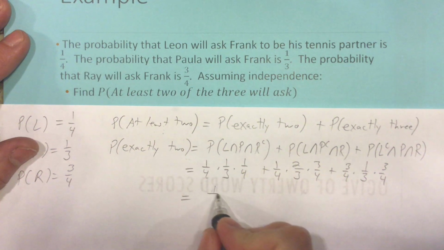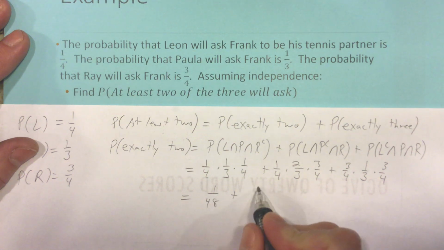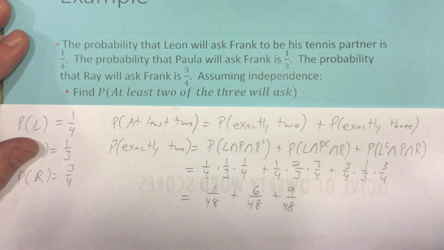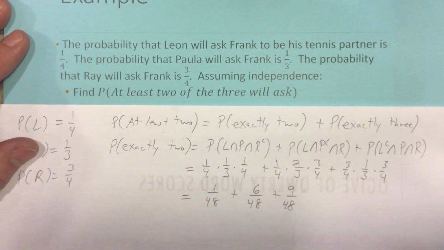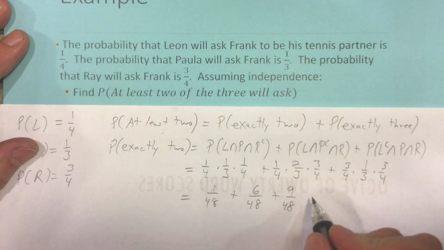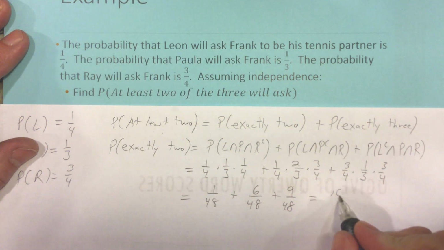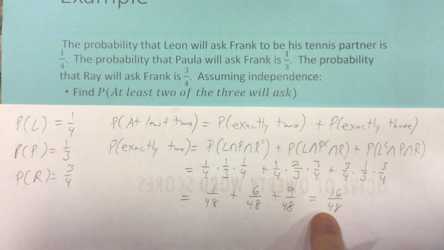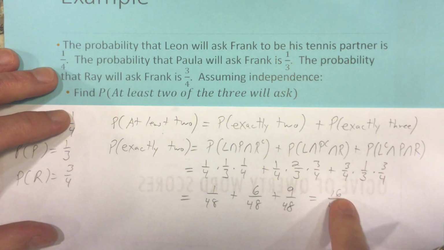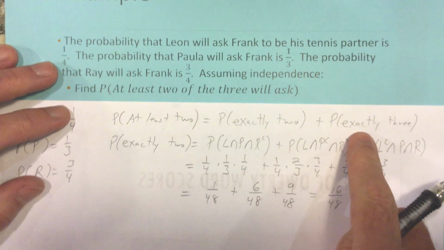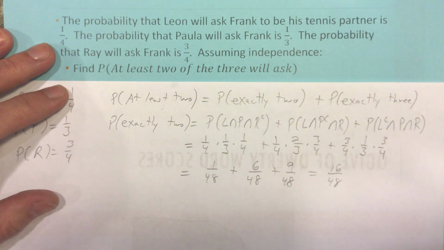So that is 1 out of 48, 6 out of 48. And you can see why I was saying if you just leave the denominator as 48, when you start adding things, you have a common denominator. All right, so that is what, 16 out of 48. That's the chances that exactly 2 of them ask. So if the problem said, what's the probability exactly 2 ask? Well, there you go, you'd be done, but that's not what it said. It said at least 2, so I'm still not done. I still have to figure out exactly 3 and add it to this.